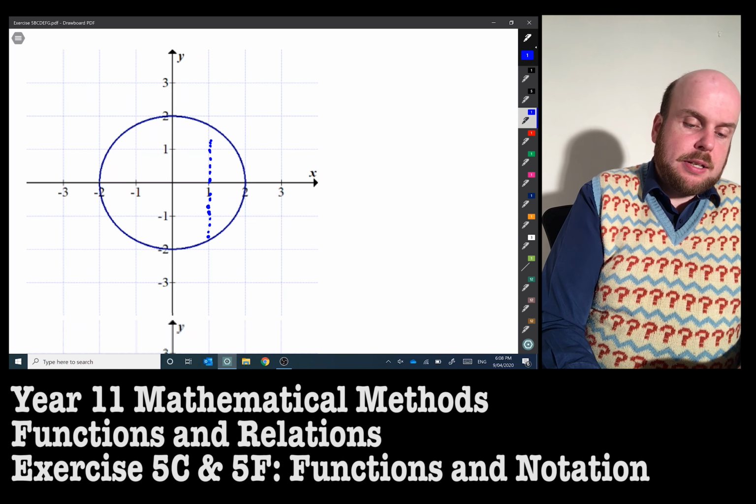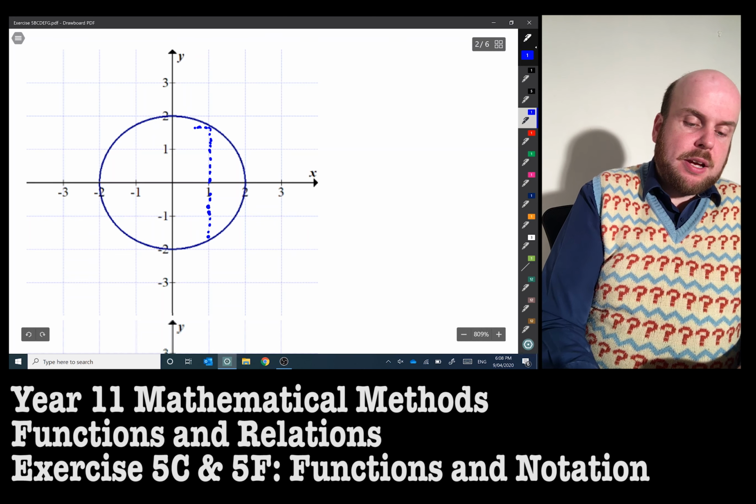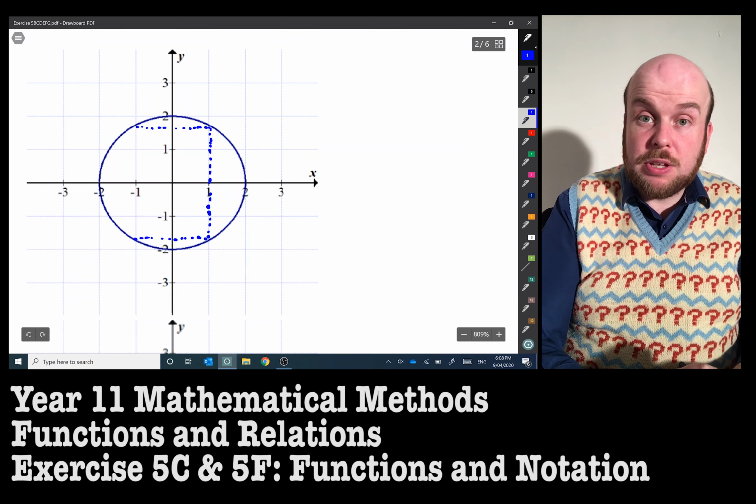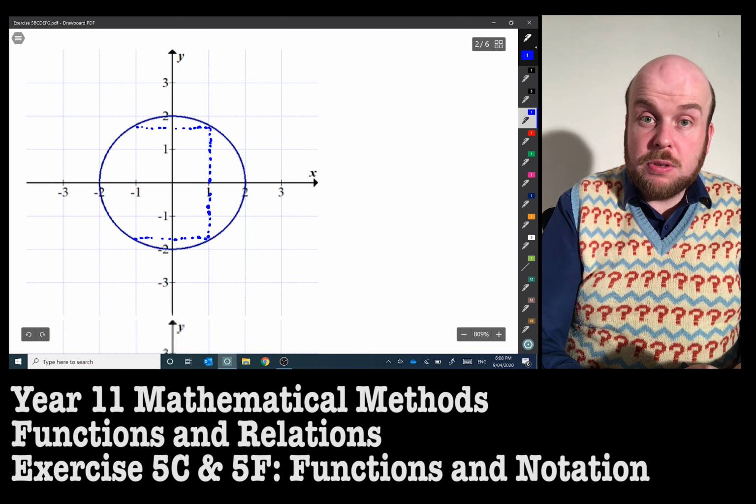But if I go across, I'll notice that this y value, or these two y values, one at the top here and one at the bottom, has another x value associated with it. So this one would actually be classified as a many-to-many relation. Let's have a look at the next one.